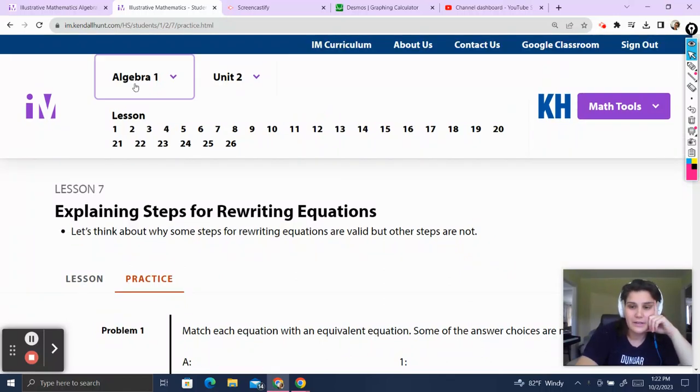Today we'll be going over Illustrative Math, Algebra 1, Unit 2, Lesson 7.